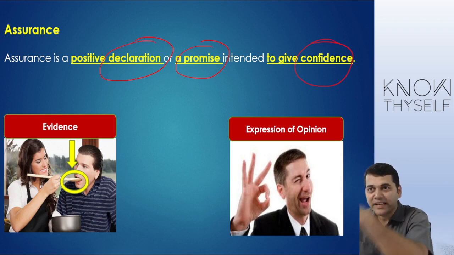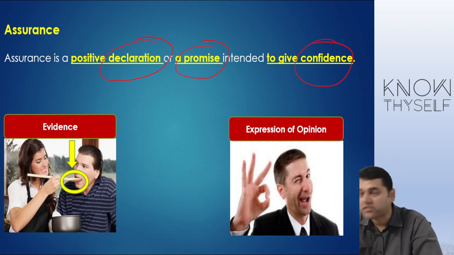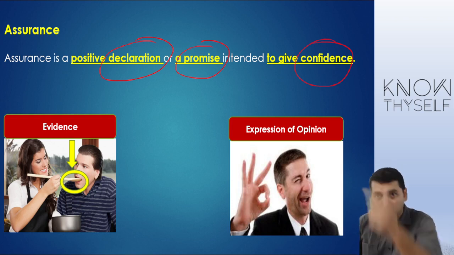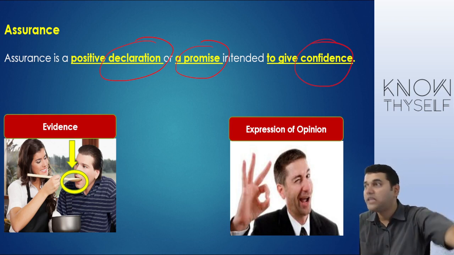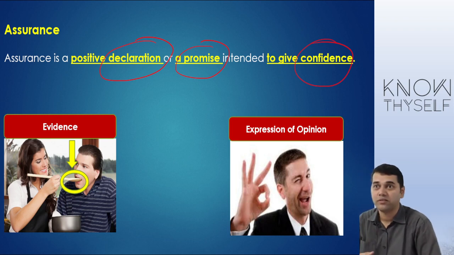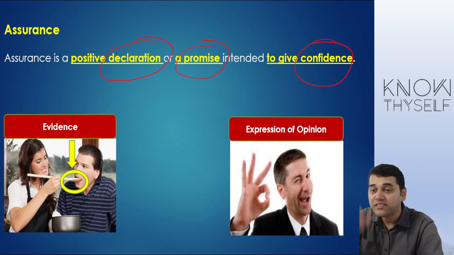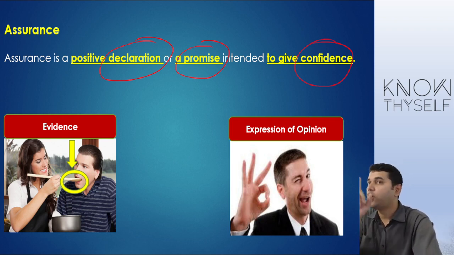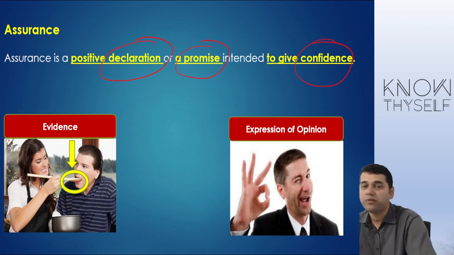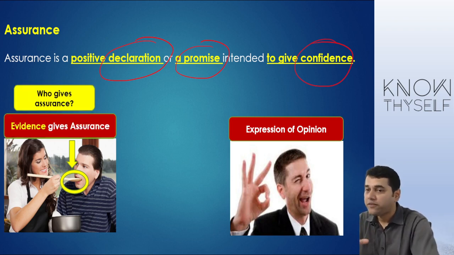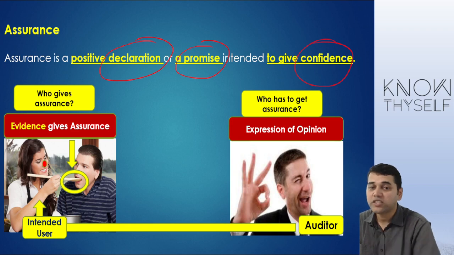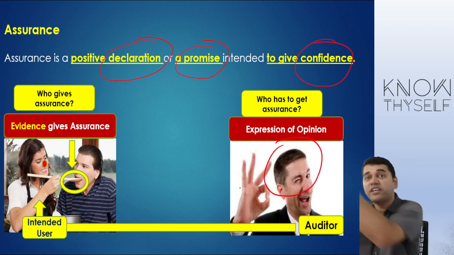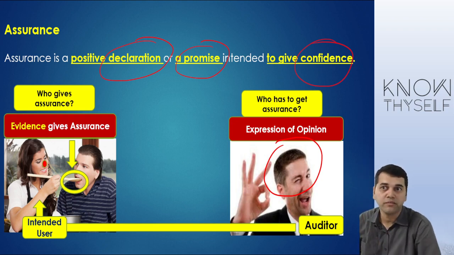Now, when it comes to financial statements, there are investors who want that assurance. And they have got their own limitation. They cannot go and get that assurance. Who gives the assurance? Evidence gives the assurance. Remember, without testing the evidence, I can't express my opinion. That means my evidence gives the assurance. Who has to get the assurance? The auditor has to get the assurance because he wants to give this assurance to the intended user. Are you getting this point?